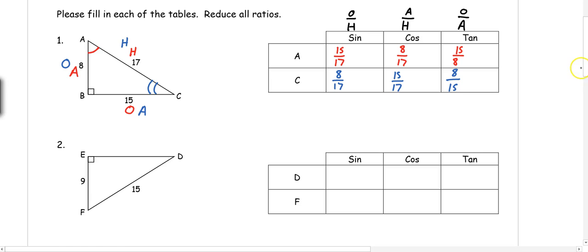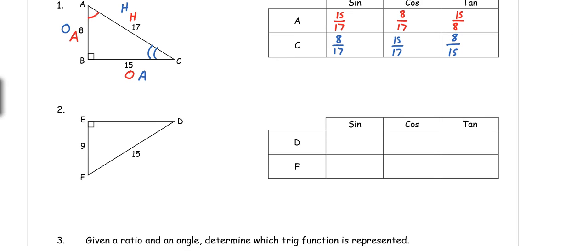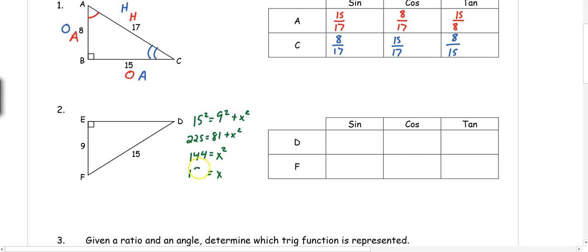So let's try another one of these problems where we're missing a side. So because we're missing a side, we're going to do Pythagorean theorem, which is hypotenuse squared equals legs squared plus legs squared. So I have 225 equals 81 plus x squared. Subtract 81, we get 144 equals x squared. So x is 12.